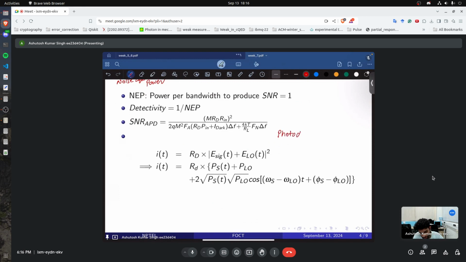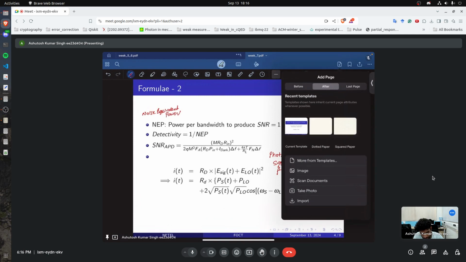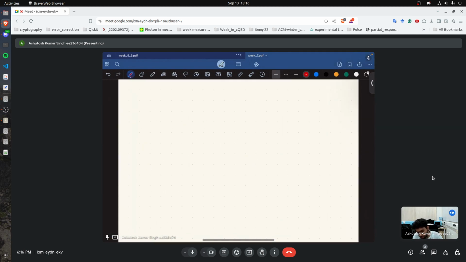Now, one thing to note here, what I wanted to illustrate by adding it here, is that photodiodes are squared of electric field detectors. Like if you have two electric fields, let me see if I can add another page. The important point to consider here is that, let's say I have a photodiode here like this, and some light is falling on it of electric field E1, and some other light is falling on it of electric field E2.